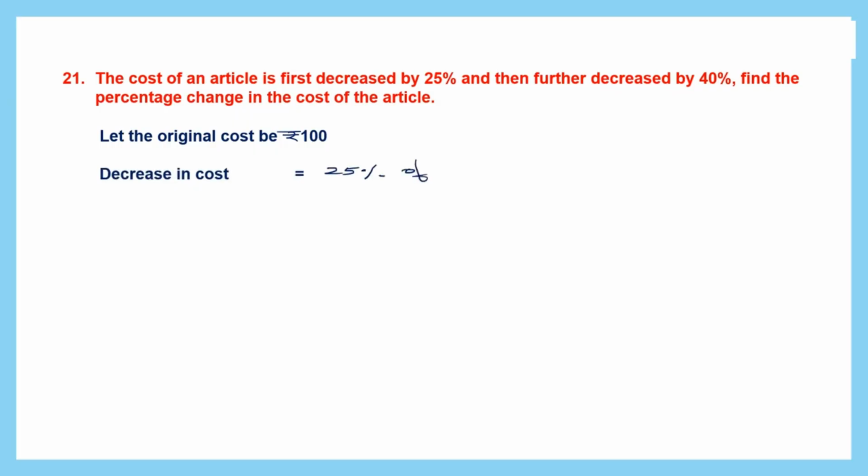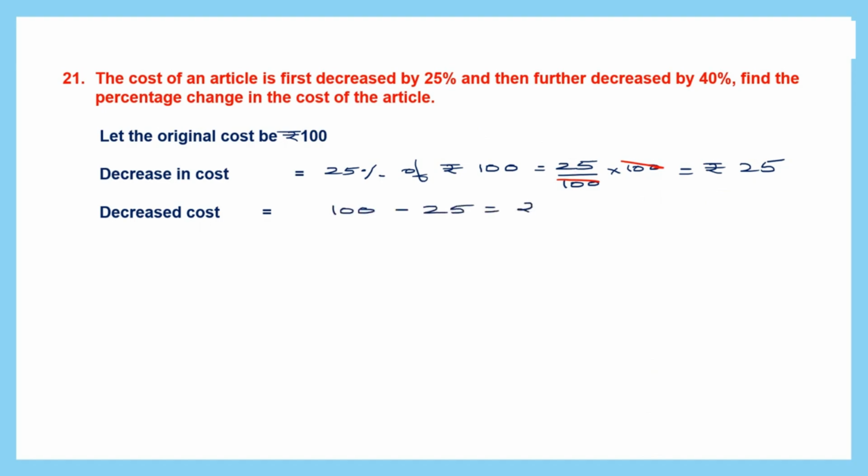25% of 100 rupees, that is the original cost. So that will be 25 by 100 into 100. Here again 100 and 100 will get cancelled, and what we have left is only 25. So the decrease in cost is 25 rupees. That means first it was 100. From 100 the cost is decreased by 25 rupees. So what will the decreased cost be? It will be 100 minus 25, because 100 is the original cost. 100 minus 25 is 75. That means the decreased cost is now 75 rupees.